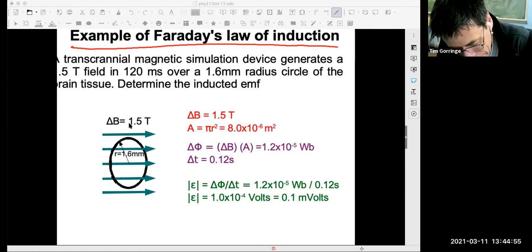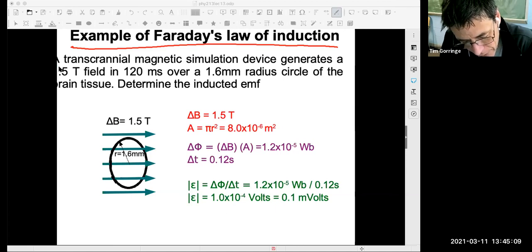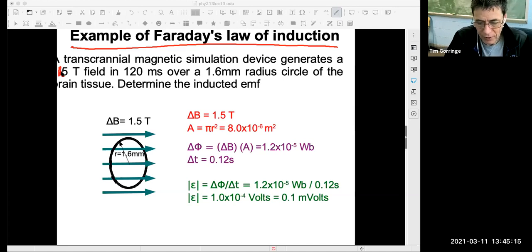So here's an example of it. There's one of these devices that creates a 1.5 Tesla field. You can switch it on or switch it off in just over a tenth of a second, 120 milliseconds. And we're asked to calculate the induced EMF around a loop. This will be inside your brain, right? Due to switching this magnetic field on or off. And we're asked to calculate that EMF around this little 1.6 millimeter radius loop.